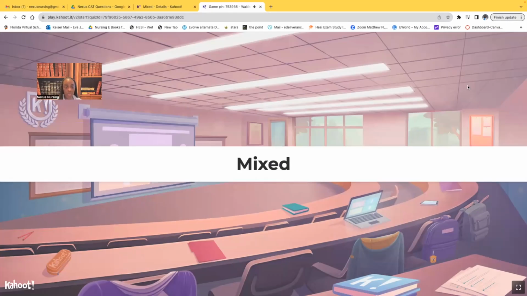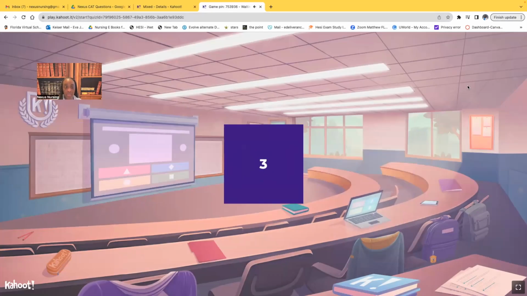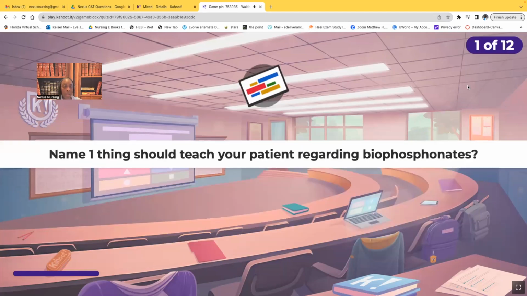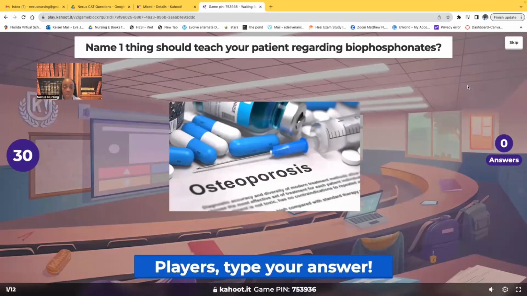Mixed. This is a mixed group of questions and contents. Word cloud. So name one thing you should teach your patient regarding bisphosphonates. What is one thing your patient that has osteoporosis, they're going to be taking this class of drug? What would you teach them? Go ahead and type in your answer, guys. Name one thing you teach your patient taking bisphosphonates.